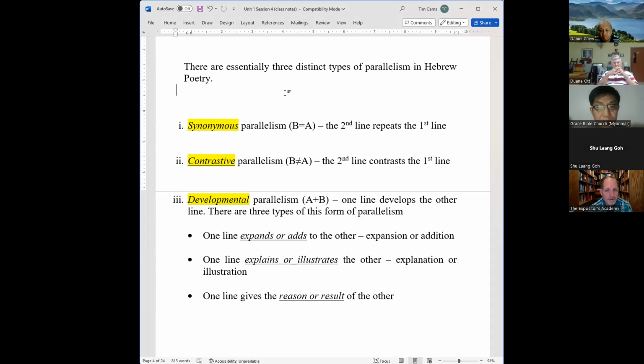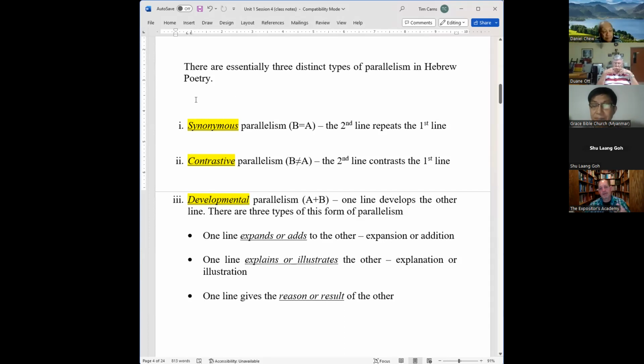In developmental, the second line develops, or one line develops the other. That is, either it adds to it, adds another thought, that would be an expansion or addition, or sometimes the other line gives explanation or illustration. Or at times, one line will give the reason or the result of the other line. So these are three kinds of developmental parallelism that we see.